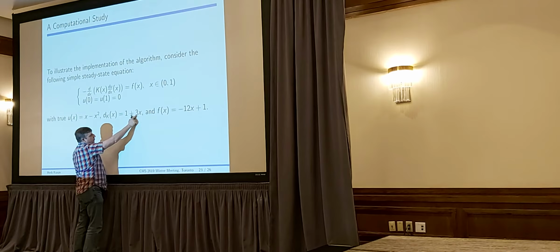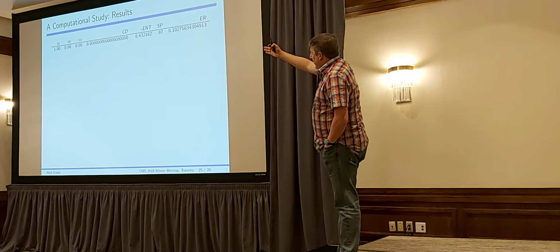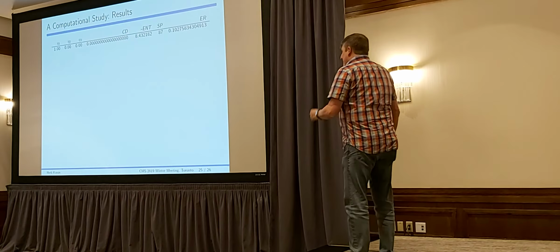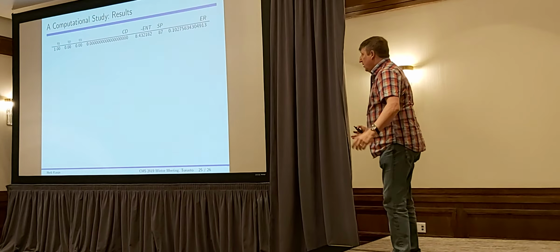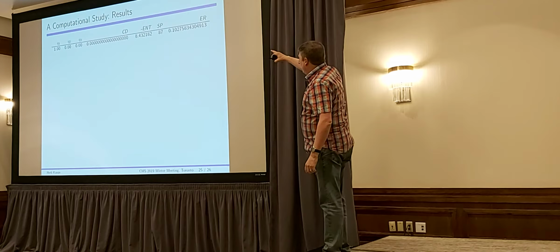And here's what happens. This is the whole point of the talk, is this screen. Remember the betas, they're the weights. So 100 means I'm only using the generalized collage distance. Sure enough, with 87 basis functions, I can make the collage distance 0 to that many decimals. The entropy, I don't use it anywhere, but I can calculate it. It's 8.4, the negative entropy. And the sparsity is 87, meaning I used every basis function. The error, now not the error in the k, but the error in the solution that I recover. How close is it to the x minus x squared? The L2 error is 0.1.